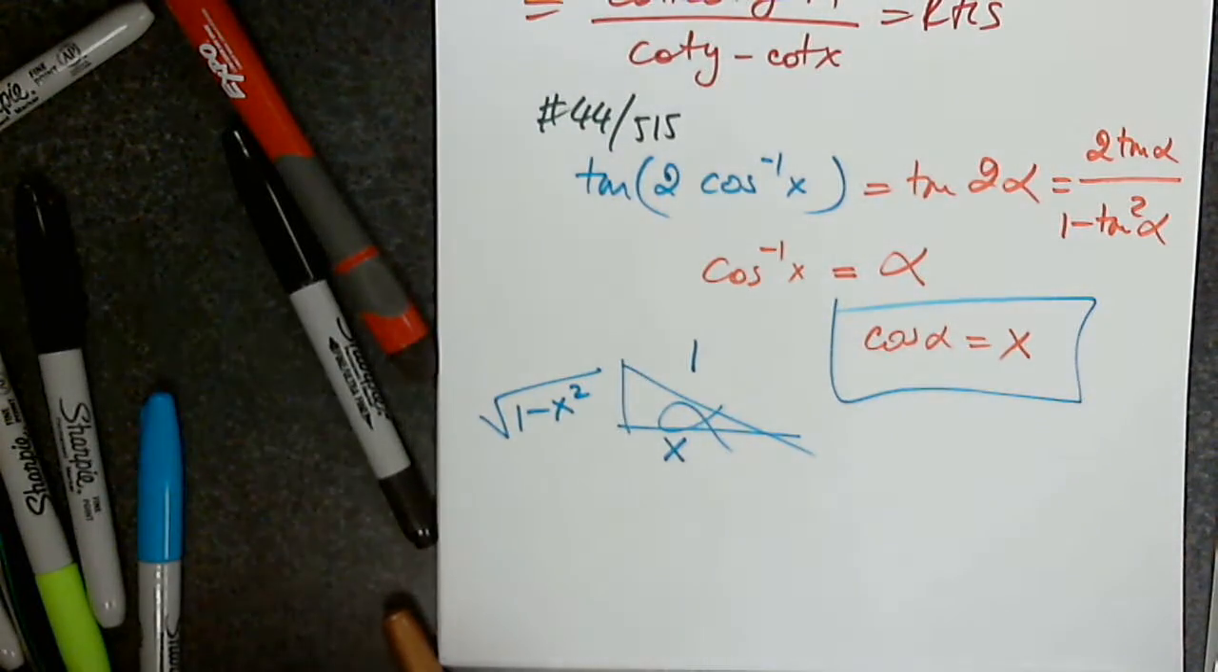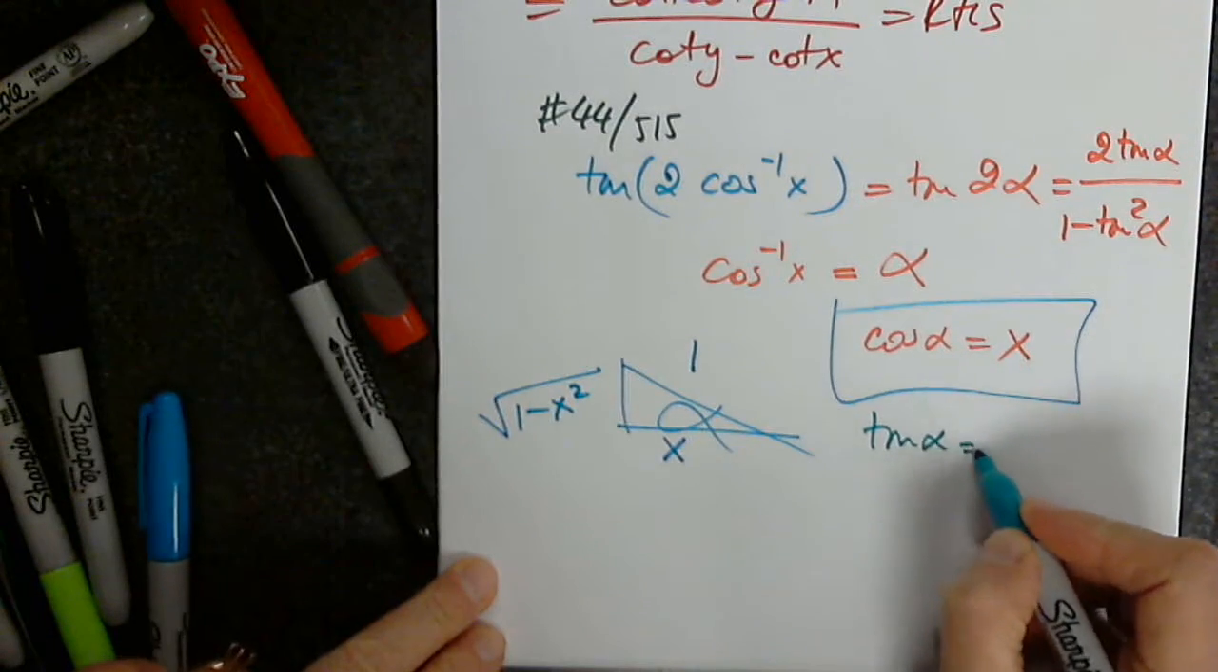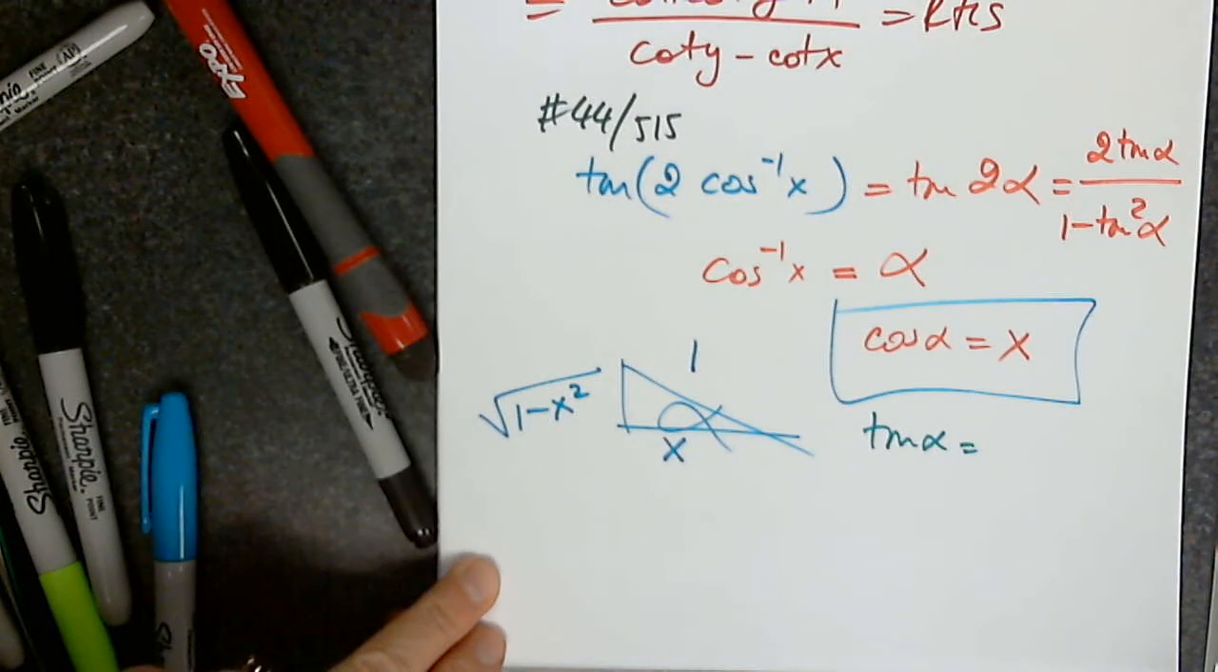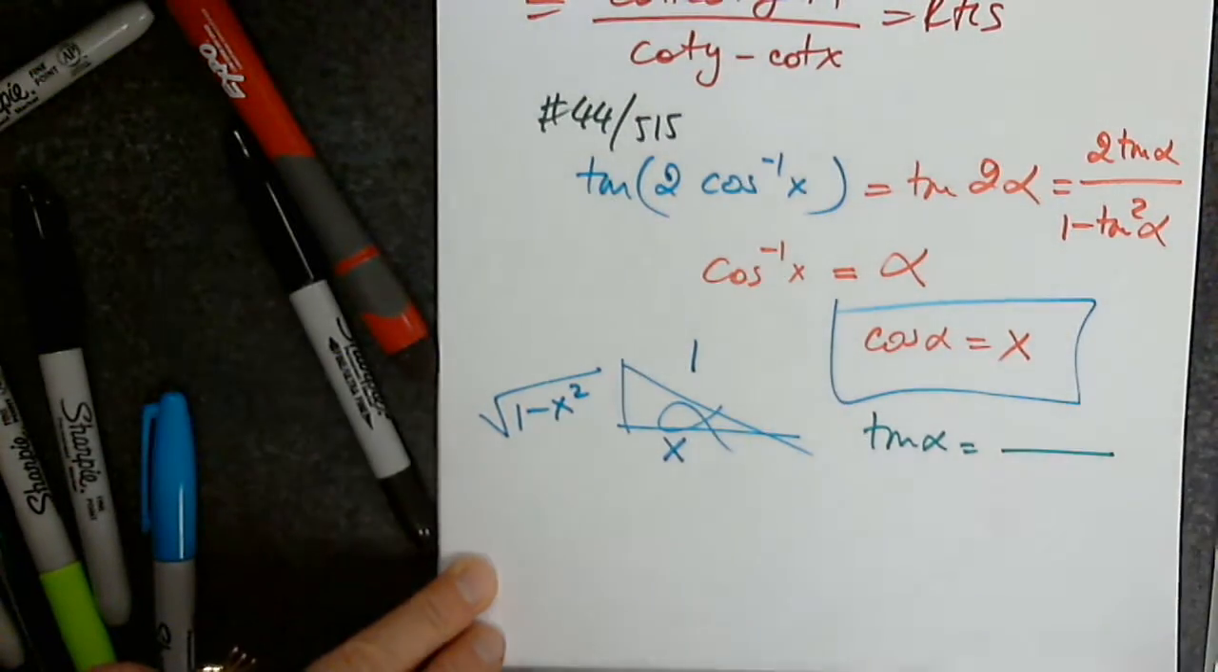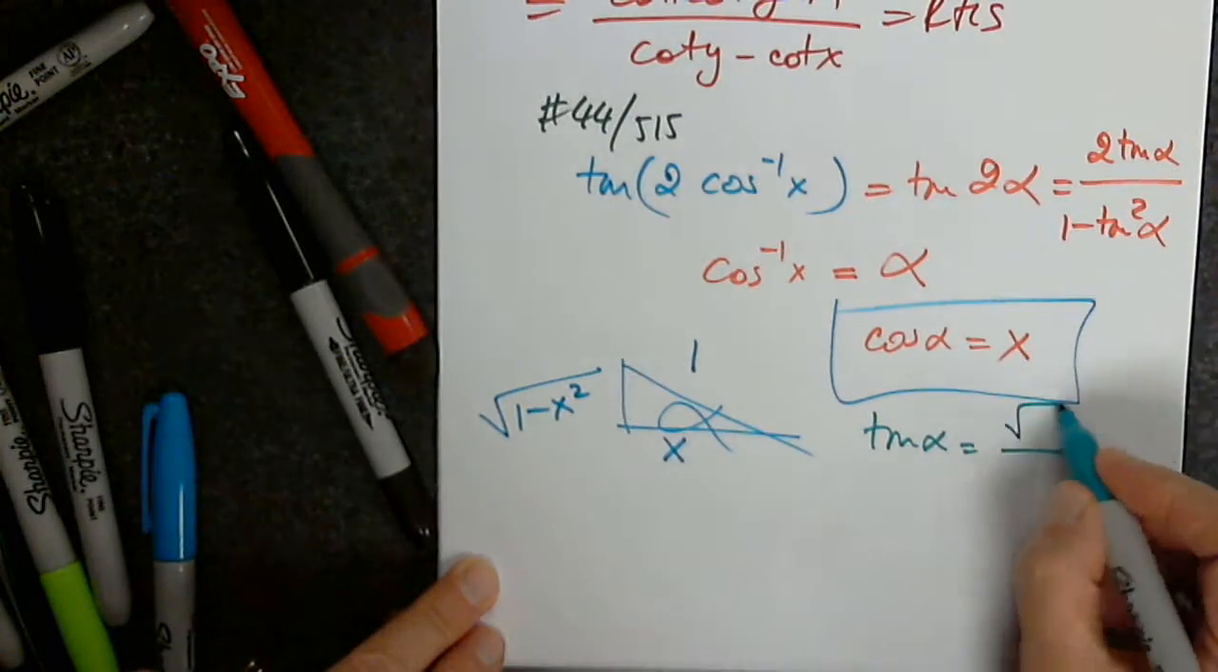So, how much is tangent alpha? 1 minus x. That's 1. Tangent. Is it opposite over adjacent? Good. Square root of 1 minus x squared.